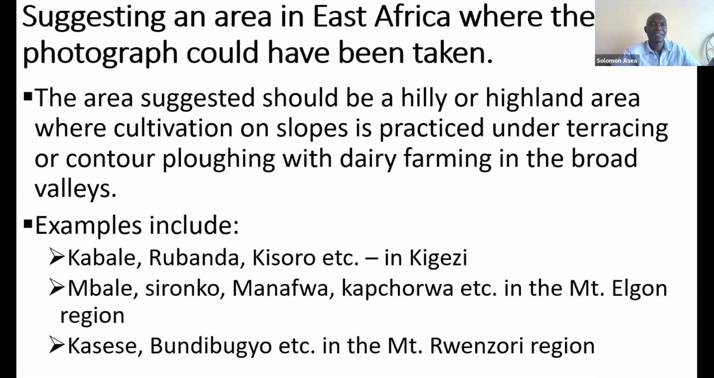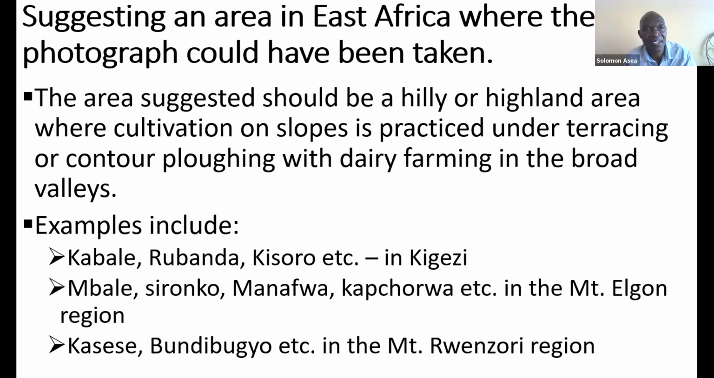So now, suggesting an area in East Africa where the photograph could have been taken. Where do you think this photograph could have been taken? There are some guiding factors one has got to consider.